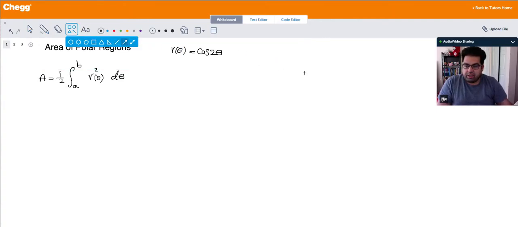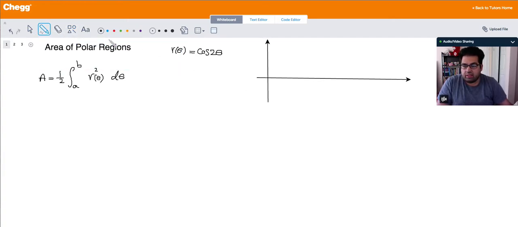I'm going to first graph r as a function of theta, like in an xy coordinate system or in a theta and r coordinate system. So this is cosine 2 theta. The amplitude is 1, so it goes to +1 and goes to -1. Also, I know the period is 2 pi over k, where k is the coefficient of theta, so it's going to be 2 pi over 2, so it has a period of pi. So the graph of the cosine function looks like this.